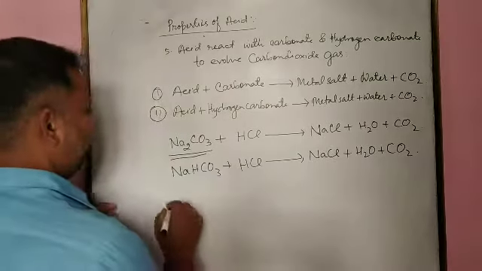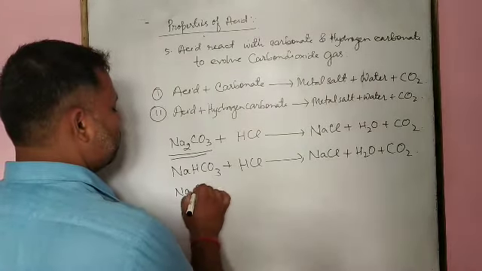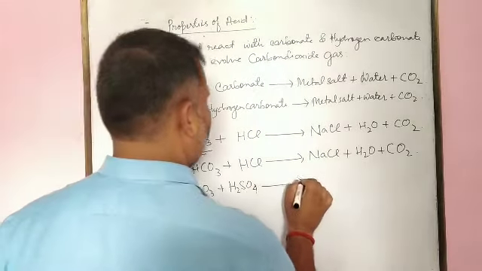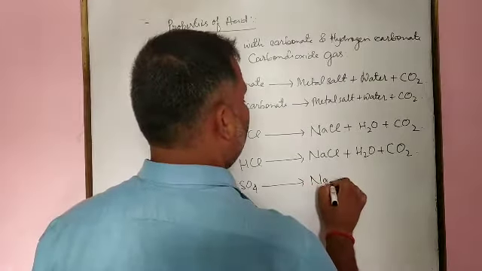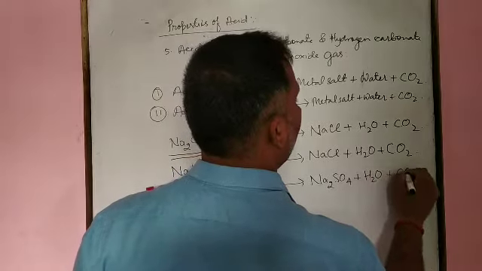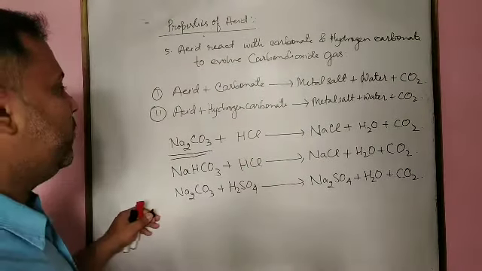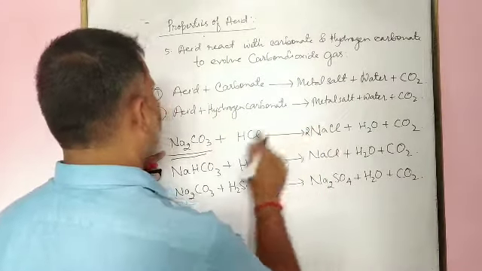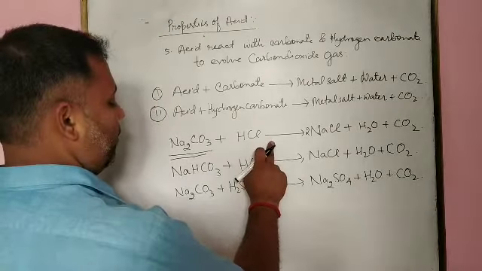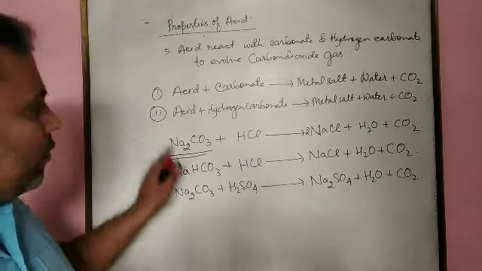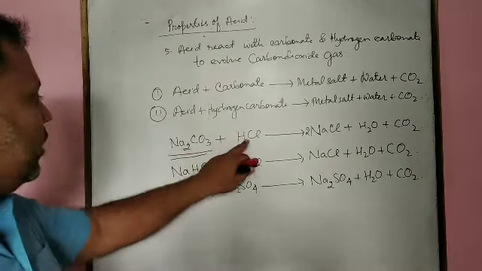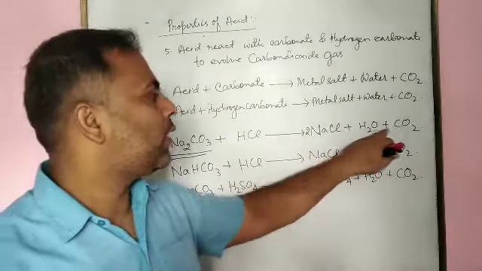We have another example. When Na2CO3 reacts with sulfuric acid, H2SO4, it forms Na2SO4, sodium sulfate, plus water plus carbon dioxide. If you want to balance it, we will balance it. But what we are studying is that acid reacts with carbonate to form salt, water and carbon dioxide.